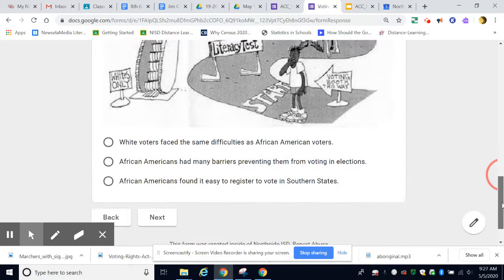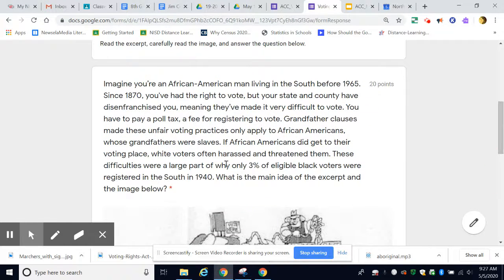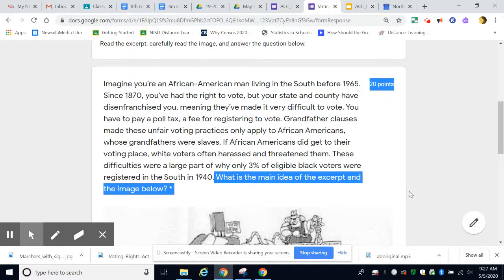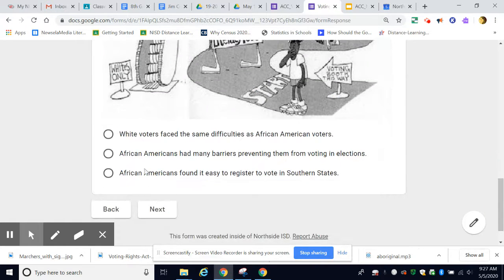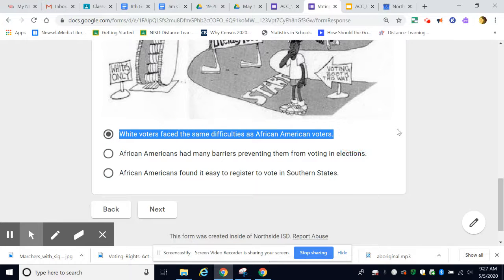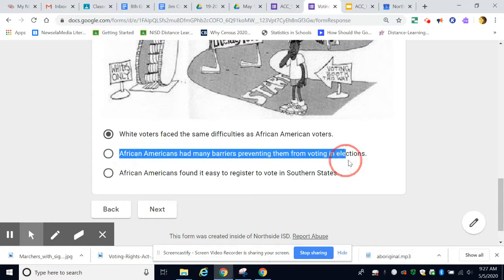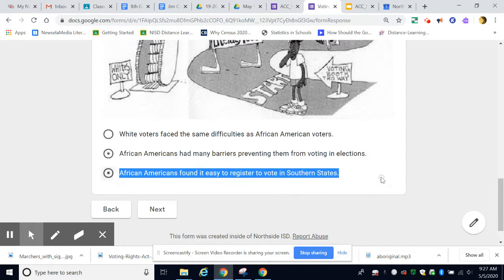Let's look at our answer choices. Remember, our question was, what is the main idea of the excerpt and the image below? Is it white voters face the same difficulties as African American voters? African Americans had many barriers preventing them from voting in elections? Or African Americans found it easy to register to vote in southern states?